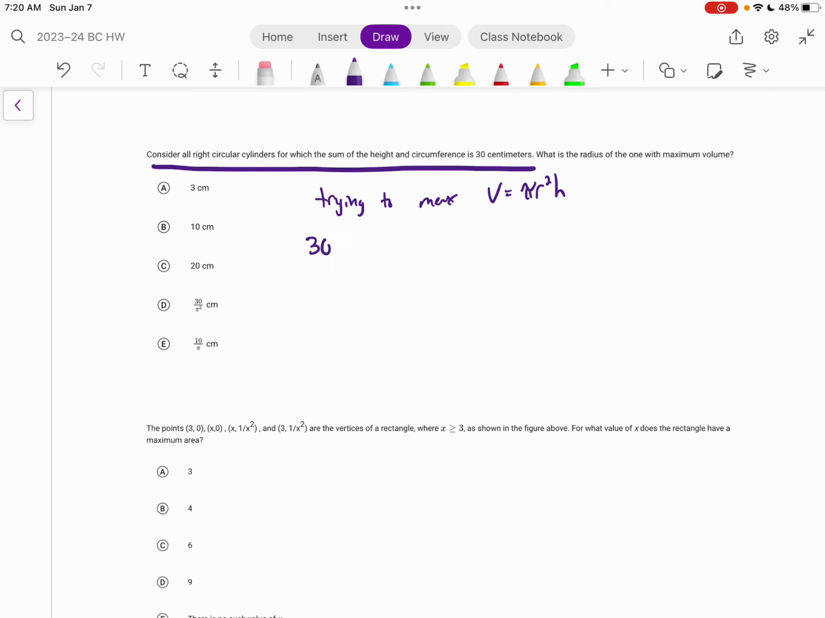So I think that means that 30 is the sum of the height and the circumference, which is diameter times pi, or 2r pi. Okay, so I'm just going to quickly say h, that means it's 30 minus 2r pi. And then I can plug this in for this h up here. So we'll get V equals pi r squared, and then times this h. Now I have an equation with one variable. And remember, we're trying to max this thing, so we're going to have to take a derivative.